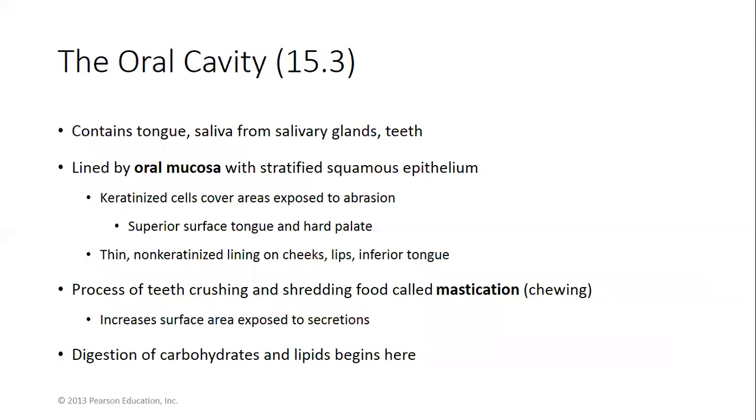So in the oral cavity, there's oral mucosa, which is lined by stratified squamous epithelium, and these cells are keratinized, like what you would find on the surface of your skin, and that helps prevent abrasion and damage to the tissue that's underlying this epithelial tissue. You have some cells that are keratinized and some that are not, that line like the cheeks, your lips, and the inferior portion of your tongue, where abrasion isn't nearly as likely. The teeth crush and shred food in a process called mastication, which is chewing. And then digestion of carbohydrates and lipids actually starts in the mouth, in the oral cavity.